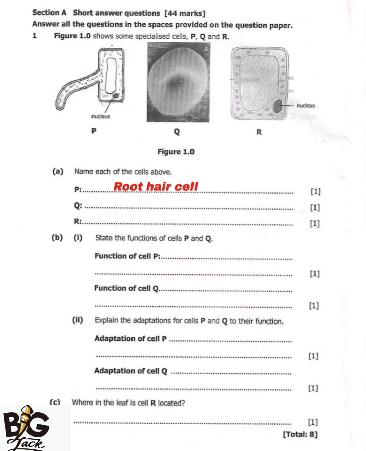Then as for Q, it is the red blood cell. Then as for R, it is called the palisade cell. So the palisade cell is where the process of photosynthesis takes place in the leaf, okay.